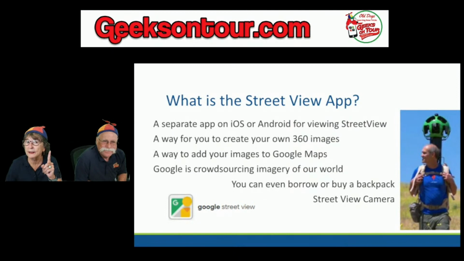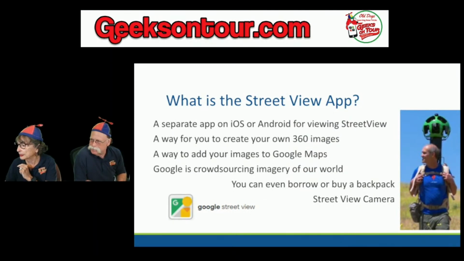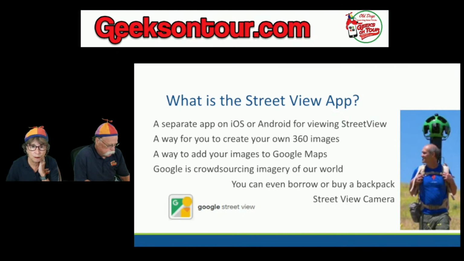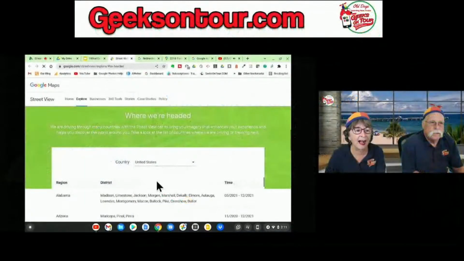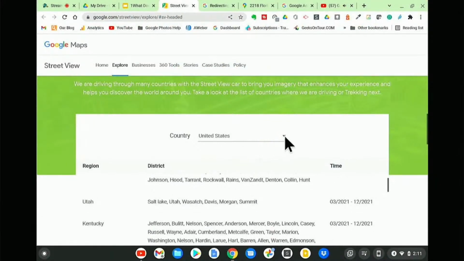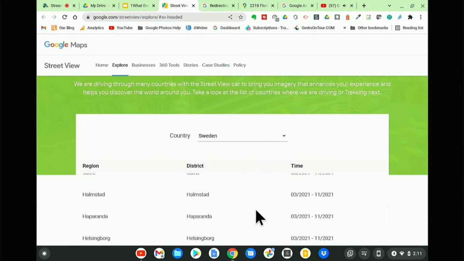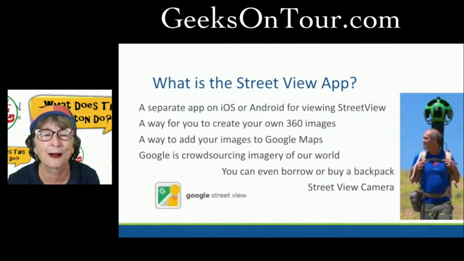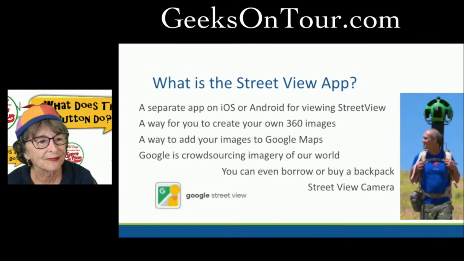And if you want to know where the car is going, check this out. They will tell you where they're going to be next on the Google Street View page. I have a link to it on here. Google announces where they're going to be driving the Street View car next, so you can find out if they're going to be in your area. It's on google.com Street View, and then you can find it in the menu. It tells you that from March through December of 2021, they're in Alabama, et cetera, in the United States. Now we can look at other countries as well. If you're going to Sweden and you want to see the Street View car, you can find out where it's going to be. Just something fun.